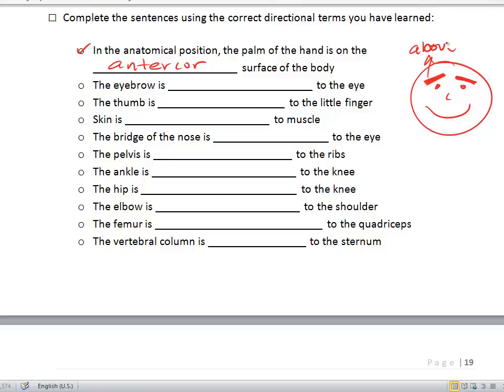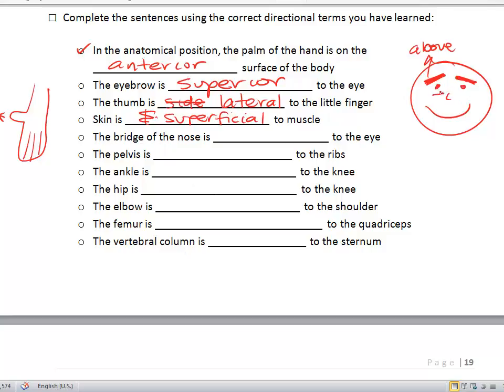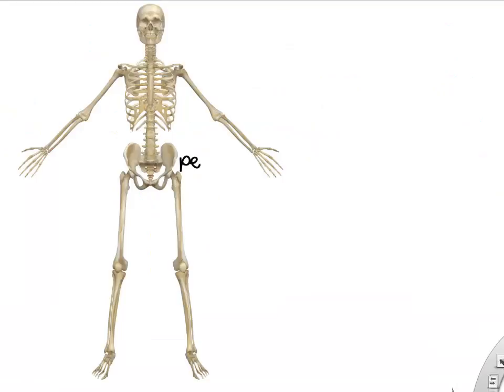For example, your eyebrows are above your eyes. If they're above, we use the term superior. The thumbs are to the side of our little finger in anatomical position, so we should say lateral. The skin is superficial to most of our muscles, right? The skin is on the top. Don't forget the midline of your body is medial. So if you think about your nose, it's right between your eyes at that midline, so we would say the nose is medial to the eye.